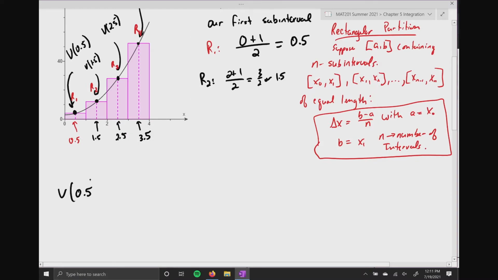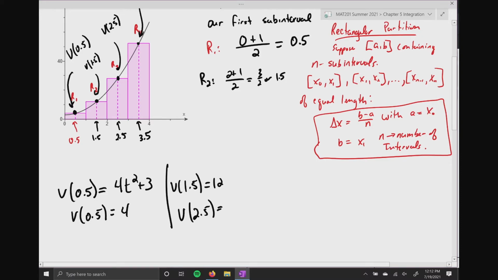V of 0.5. Now, recall that the formula was 4t squared plus 3. So when t equals 0.5, V of 0.5 equals 4. Let's come over here to the right. By substituting in all the different values here, V of 1.5 equals 12. V of 2.5 equals 28. And then V of 3.5 equals 52. Okay?